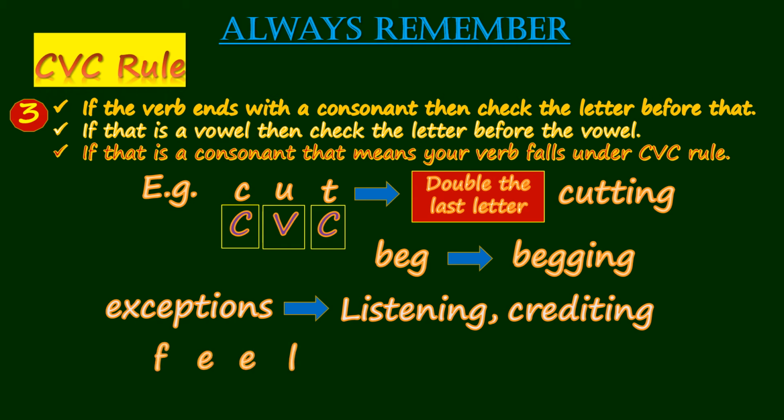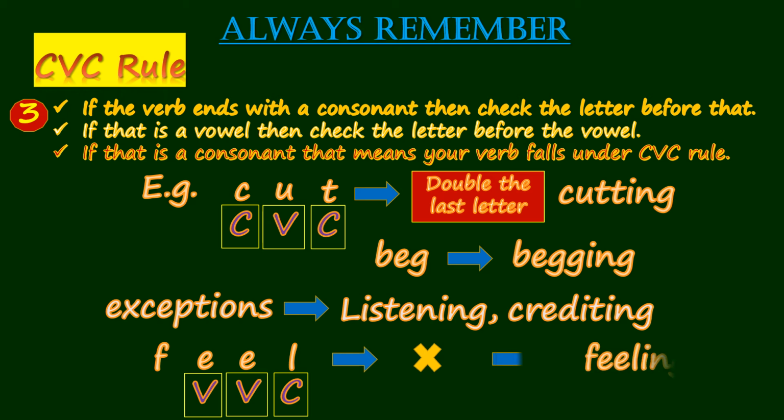Have a look at this word also, that is feel, F-E-E-L. Now the last letter in this word is L, that is a consonant. Then before that we have a vowel, that is E. And before E, again we have a vowel. So it falls under VVC and there's no rule known as VVC. You know, generally people just check the last letter and before that if they find a vowel, they simply double the last letter. No, you need to check last 3 letters. That is why I specifically picked up this word. This word is not falling under the category of CVC rule. So L will not get doubled. Feel will change to feeling by simply adding ing.